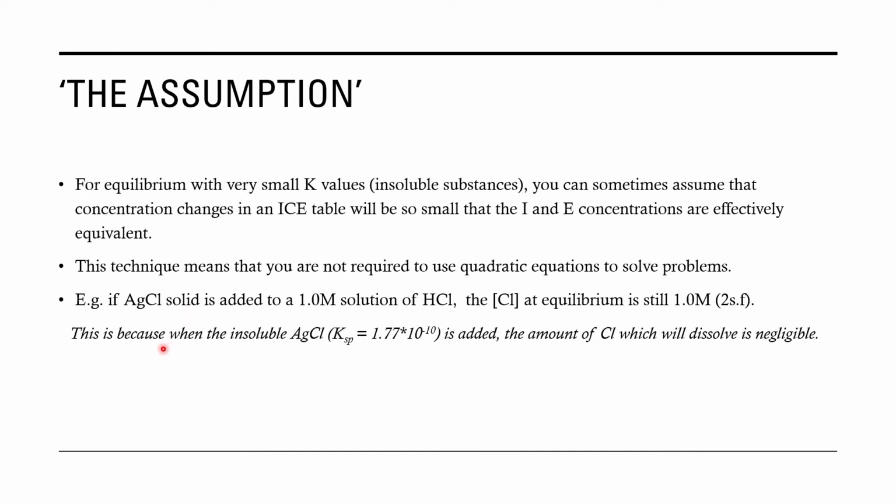If you look at your data sheet, silver chloride has a very, very low solubility. Its KSP is 1.77 times 10 to the negative 10, quite a low value. So when you put silver chloride in, a tiny amount of chloride will dissolve, but not enough to change the overall concentration of chloride present in the solution. The amount of increase will be negligible. Whatever is added on will still be rounded to 1.0 molar to two significant figures.